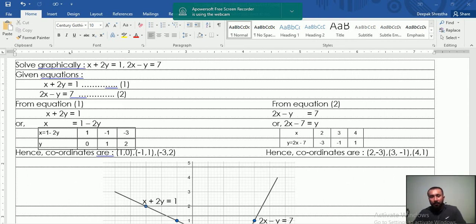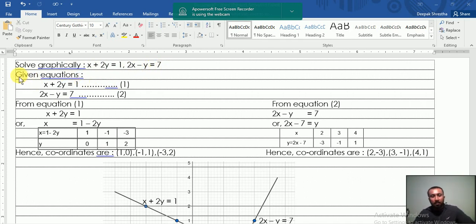So let's move on to the question. The question is, solve graphically x plus 2y is equal to 1. This is one equation, and another one, 2x minus y is equal to 7. This is another equation.